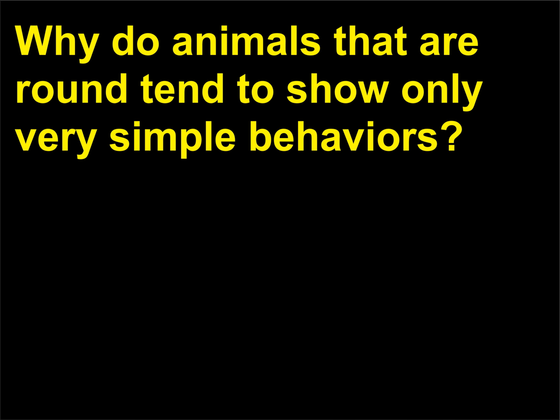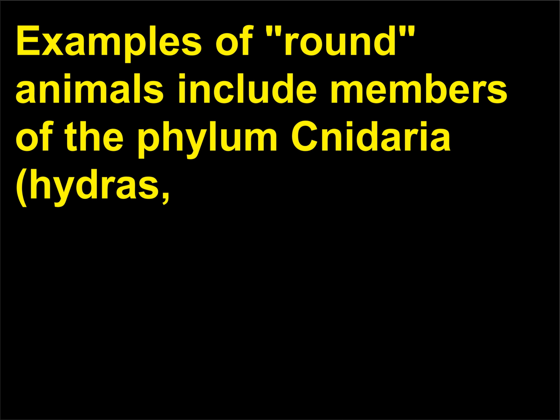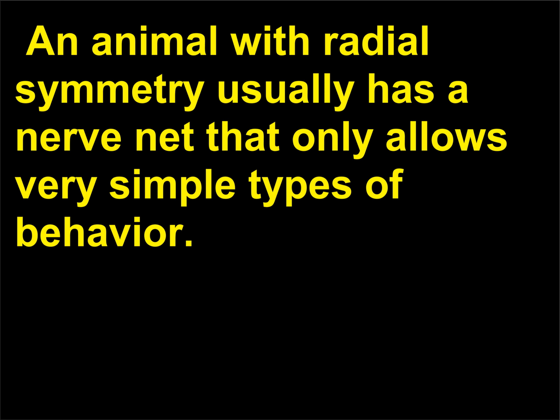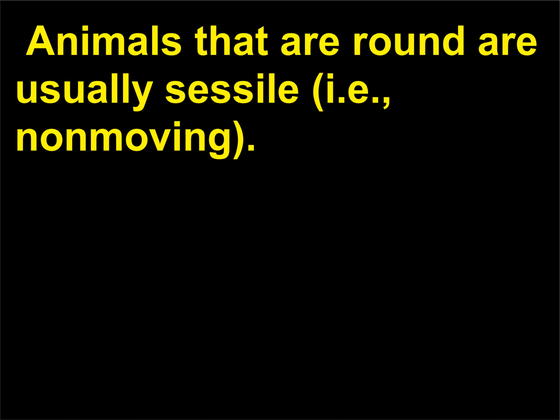Why do animals that are round tend to show only very simple behaviors? Examples of round animals include members of the phylum Cnidaria: hydras, jellyfishes, corals; and phylum Echinodermata: starfishes, sea urchins, sand dollars. An animal with radial symmetry usually has a nerve net that only allows very simple types of behavior. Animals that are round are usually sessile, i.e., non-moving.